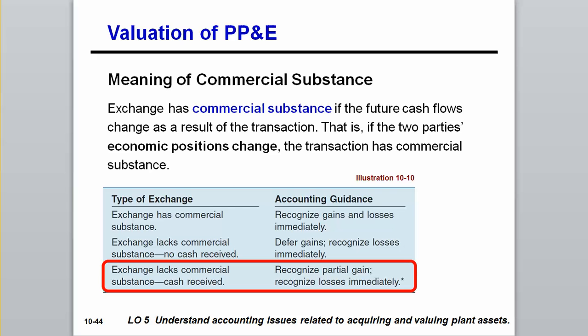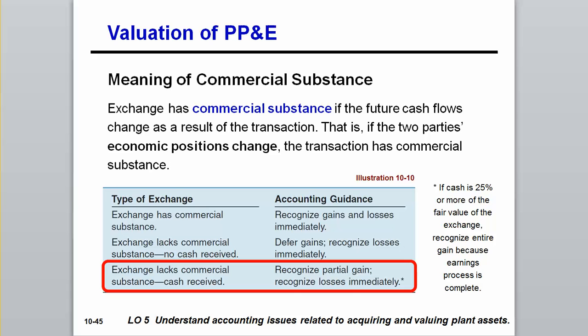Now the one caveat here is if the amount of cash we receive is more than 25% of the total value that we receive, we say there's been a big enough change in our future cash flows that we are going to deem the transaction to have commercial substance, and we will recognize the entire gain. Let's go ahead and take a look at some examples.